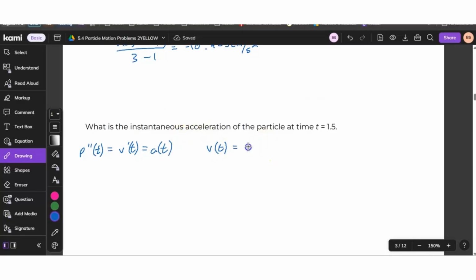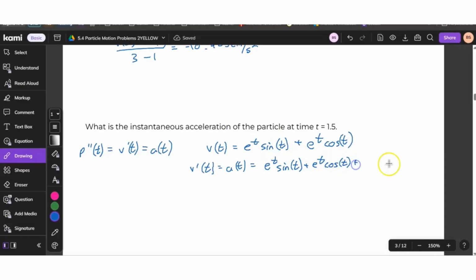So what I'm going to do here is write out what this was. And then I'm going to have to take the derivative of this to find v prime, because v prime of t is equal to my acceleration of t. And so, interestingly enough, it's just going to get bigger. e^t sin t plus the derivative of sine, which is cosine, plus the derivative of e^t.